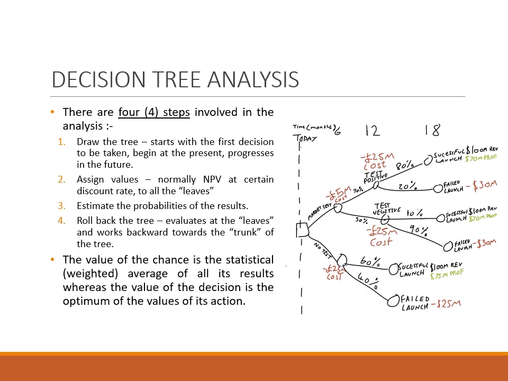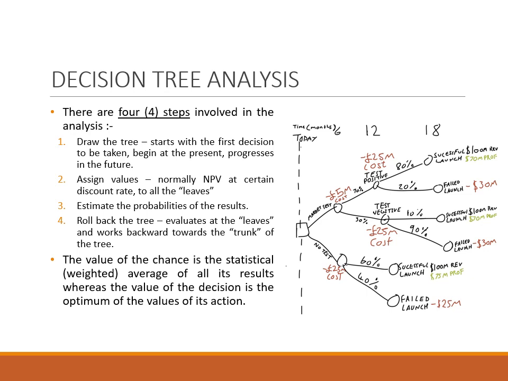And then once you have drawn the tree, you can now put in all of the values. So normally we put in NPV values to all the leaves of the trees. And then the third step is to estimate the probabilities of the result. This is where you put in all of the chances, whether it's 50% or 60% or 70% and so on.